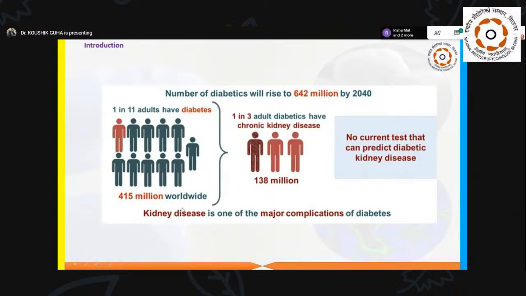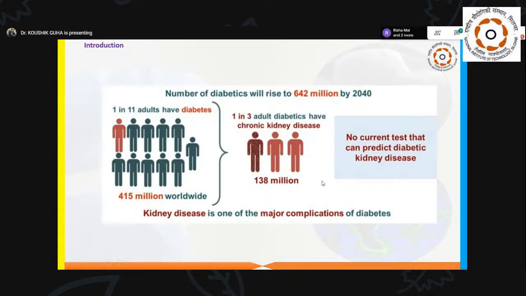415 million worldwide. 1 in 3 adult diabetics have chronic kidney disease, because diabetes can lead to chronic kidney disease. So these are very, very interrelated. That's why diabetes has to be stopped.